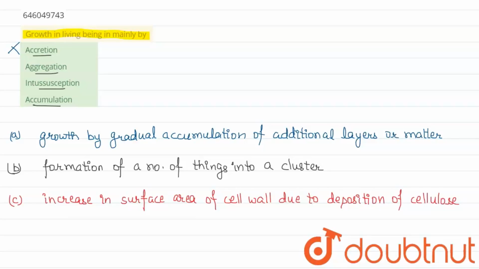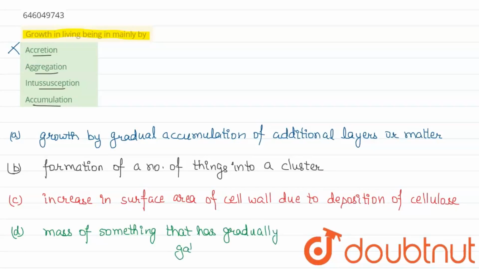Coming to the fourth option, we have accumulation. So accumulation is a mass or quantity of something that has gradually gathered or been acquired. So it is a mass of something that has gradually, or slowly over time, gathered.